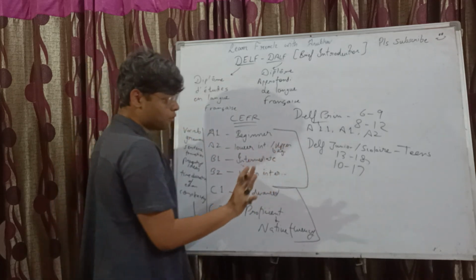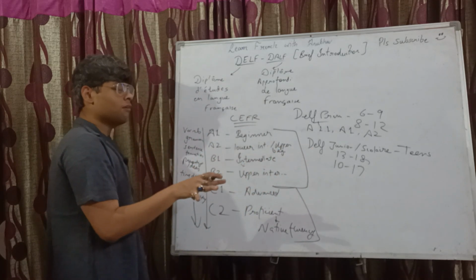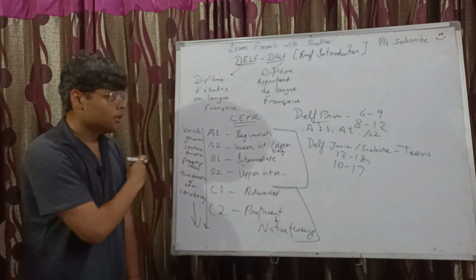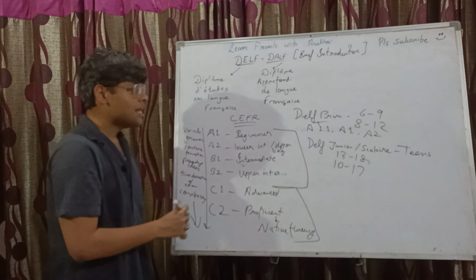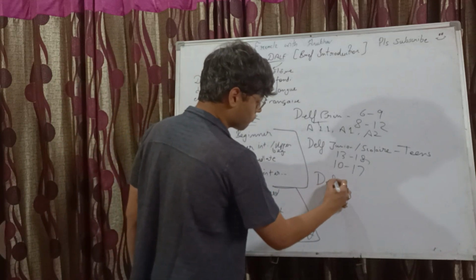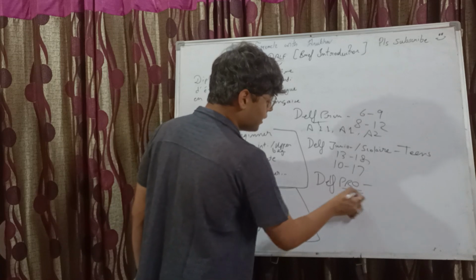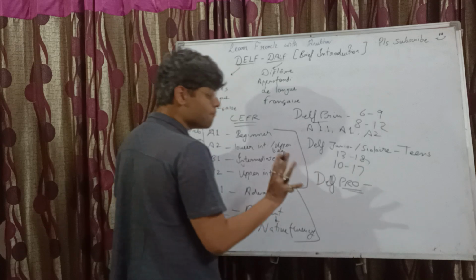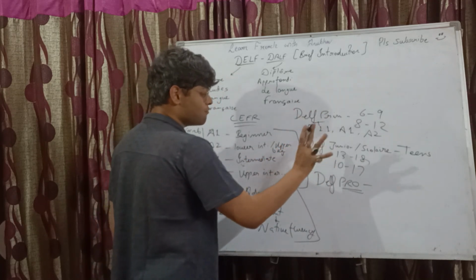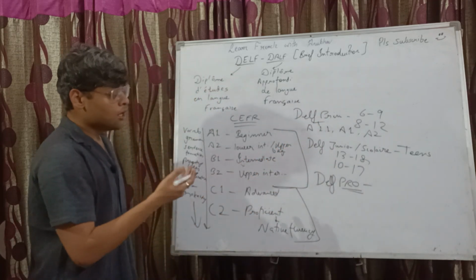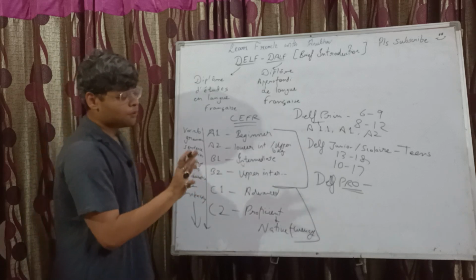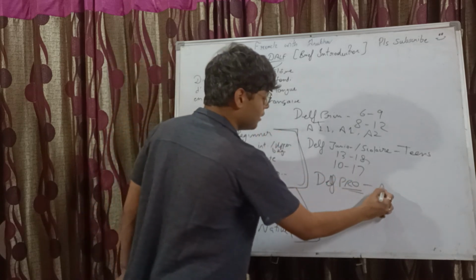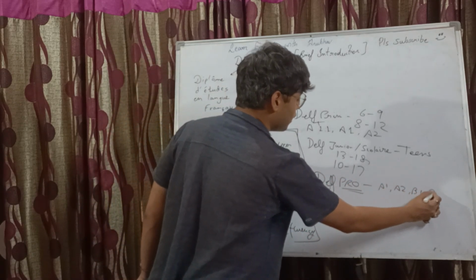DELF Junior, Scolaire. Most probably my A1, A2, B1 fall in the Scolaire category only, most probably because I gave them during my schooling, right? Then comes DELF Pro. Honestly speaking, DELF Pro is something that I haven't really heard much about. I have mainly heard about DELF Prim, DELF Junior, and DELF Tout Public. DELF Pro I haven't heard much, but still let me talk about DELF Pro as well. DELF Pro we have only for these four levels: A1, A2, B1, B2.